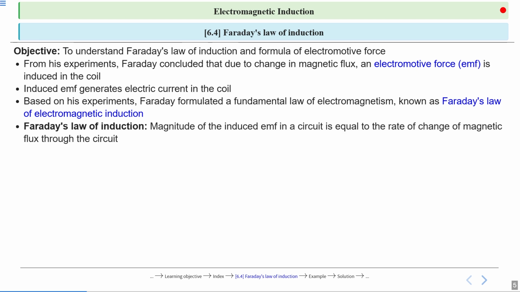So what is Faraday's law of induction? Magnitude of induced EMF in a circuit is equal to the rate of change of magnetic flux through the circuit. So what is the magnitude? Faraday only gave the magnitude of EMF. It doesn't give the direction of current in the coil or polarity of induced EMF. That polarity, or direction of induced current, in which direction current is flowing in the coil, that sense of direction was given by Lenz.